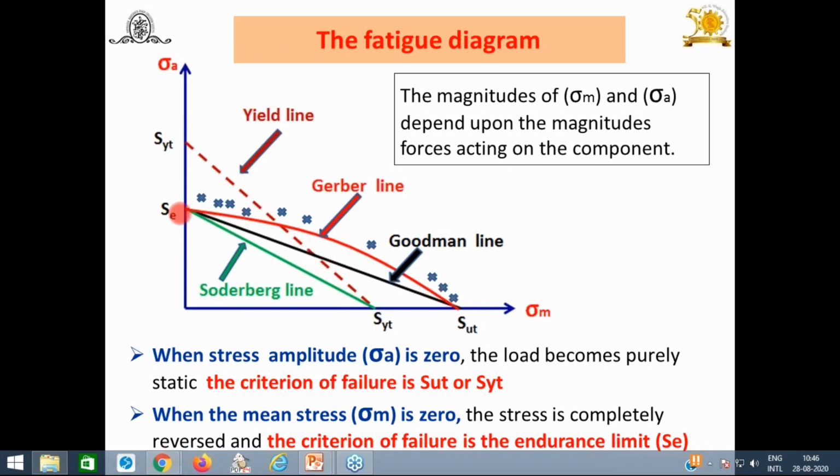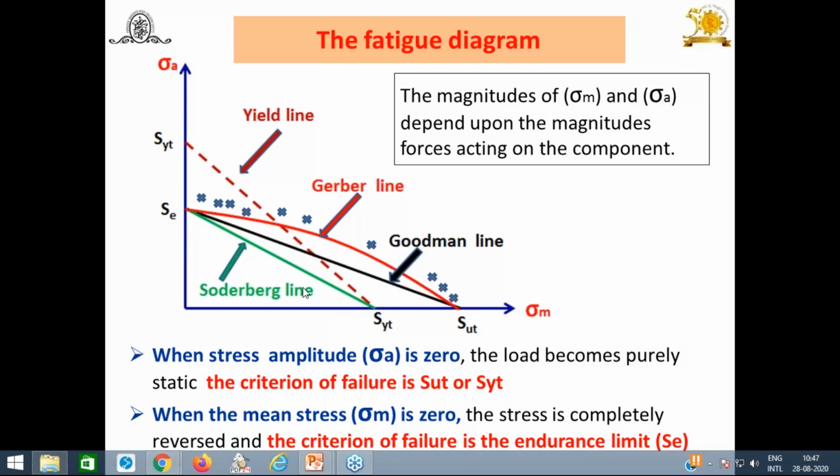This yield line is going to intersect this Goodman line. But the Soderberg line is coming inside the Syt also, which means there is no need to consider yield in this case. That means the Soderberg line is more conservative. The Soderberg line is more conservative. That's why, even though it's more safe than the Goodman, there is no need to use the Soderberg line. So what is the best option for us? The Goodman line is the best option.